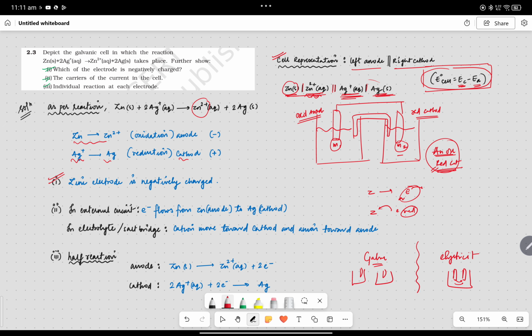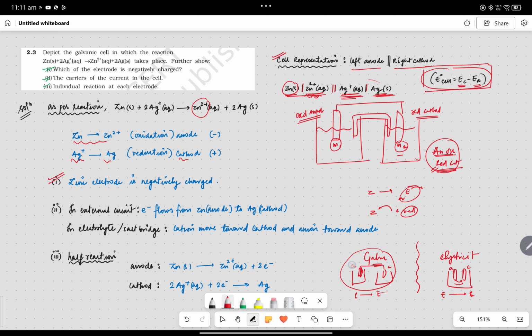And particularly here, what happens in a galvanic cell is that it converts chemical energy into electrical energy, whereas an electrolytic cell takes electrical energy and converts it into chemical energy, right? So one difference is the charges the anode and cathode carry. Suppose this is the anode and this is the cathode.